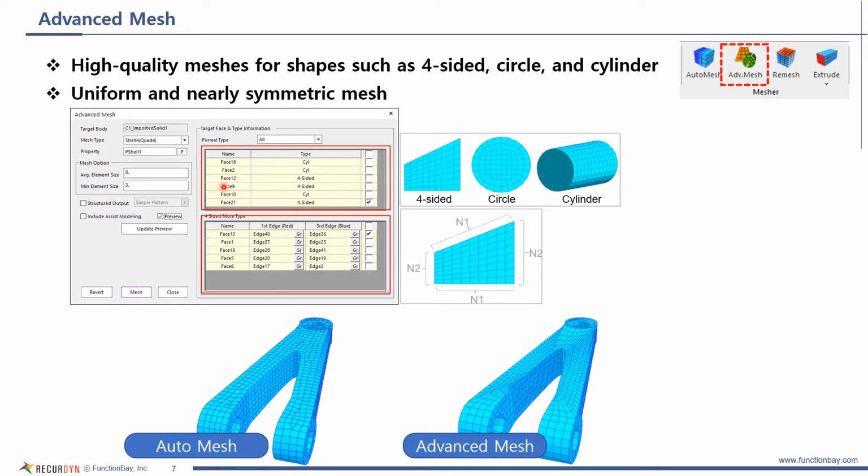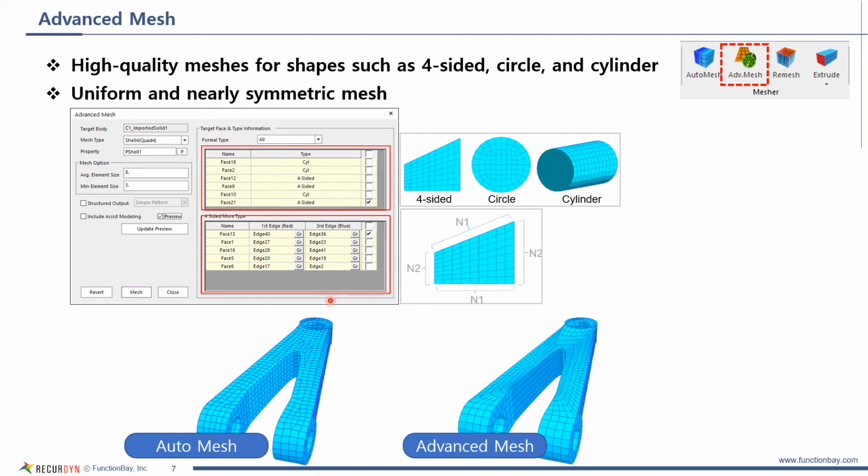Next one is Advanced Mesh. With Advanced Mesh, you can generate high-quality meshes for shapes such as four-sided, circle, and cylinder, as you can see here. You can create a uniform, nearly symmetric mesh. The images below are the mesh data using Auto Mesh and Advanced Mesh. The results of Advanced Mesh look like a more uniform mesh.